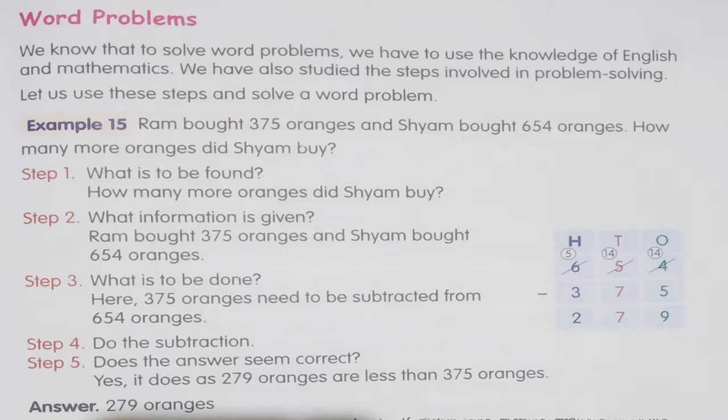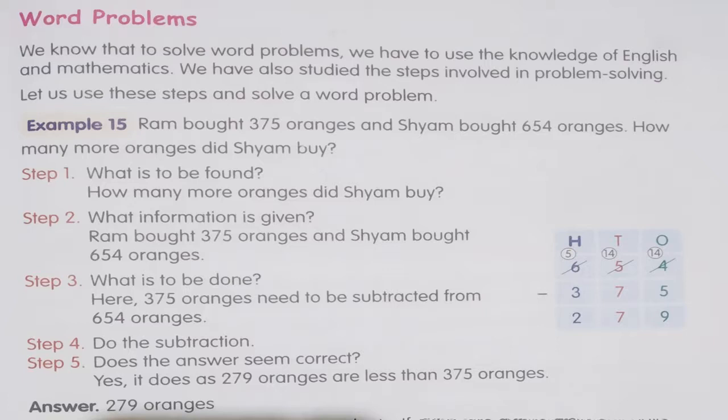स्टेप 2, व्हाट इंफॉर्मेशन इज गिवन. क्या इंफॉर्मेशन हमें दी हुई है क्वेश्चन में. राम बॉट 375 ऑरेंजेस एंड श्याम बॉट 654 ऑरेंजेस. राम 375 ऑरेंजेस लाया और श्याम जो है 654 ऑरेंजेस लाया. नाउ स्टेप 3, व्हाट इज टू बी डन. हमें करना क्या है. हियर 375 ऑरेंजेस नीड टू बी सब्ट्रैक्टेड फ्रॉम 654 ऑरेंजेस. 375 ऑरेंजेस को 654 ऑरेंजेस में से हमें सब्ट्रैक्ट करना है.